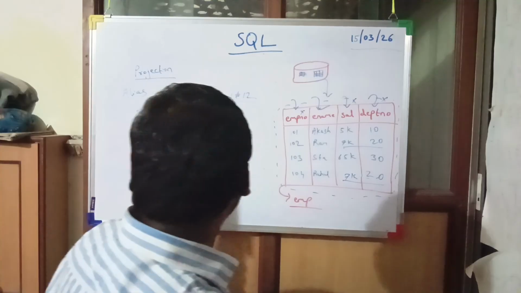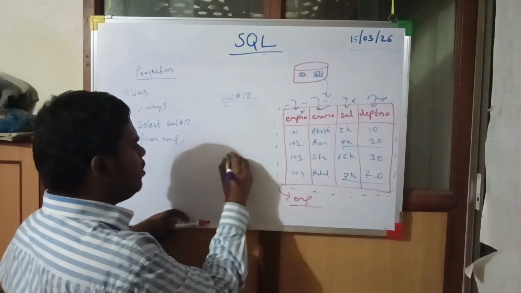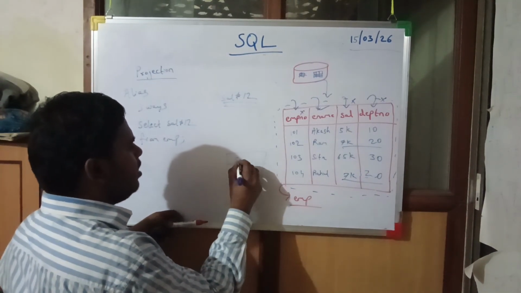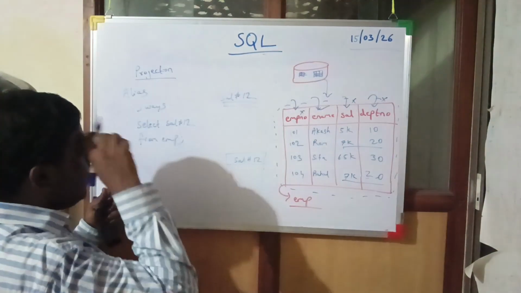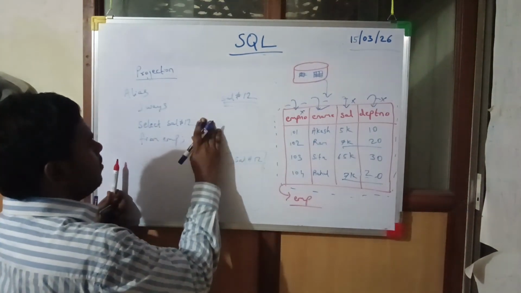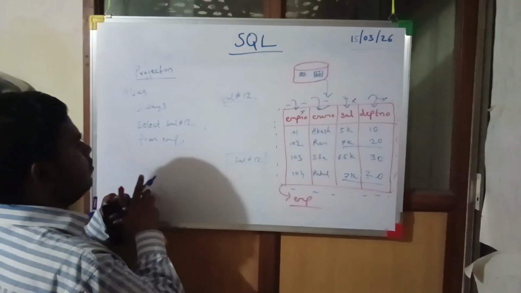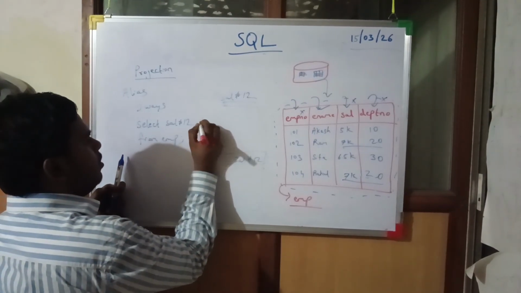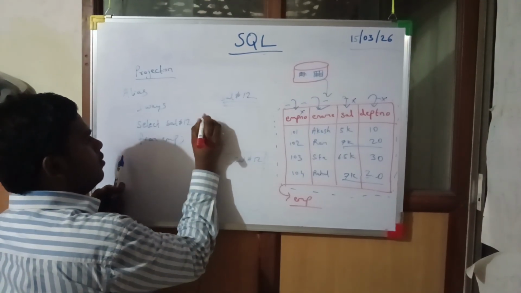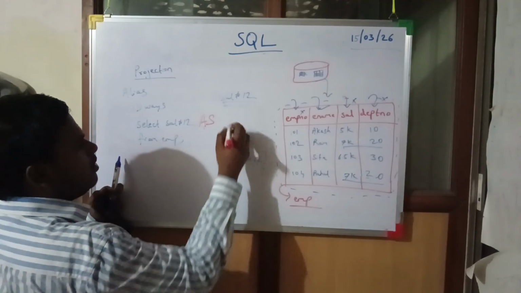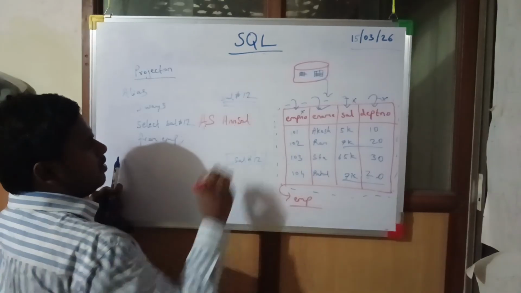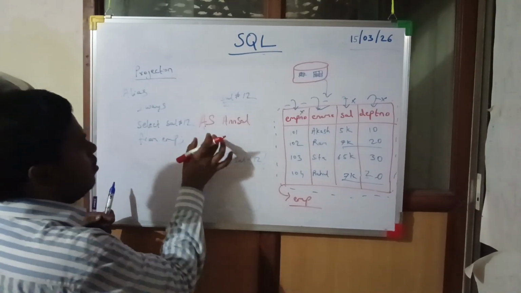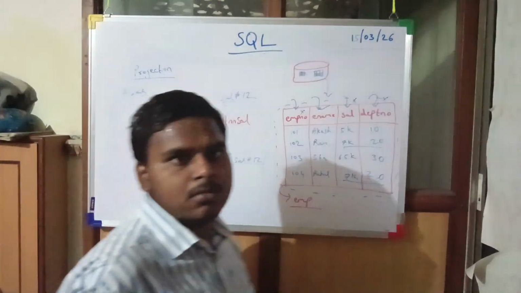At the time of displaying the output, it will show the column heading as sal into 12, which is not looking good. So one way of giving an alias is to use the as keyword. Use as, and then the alias name for sal. For a single word, you can use the as keyword, no worries.